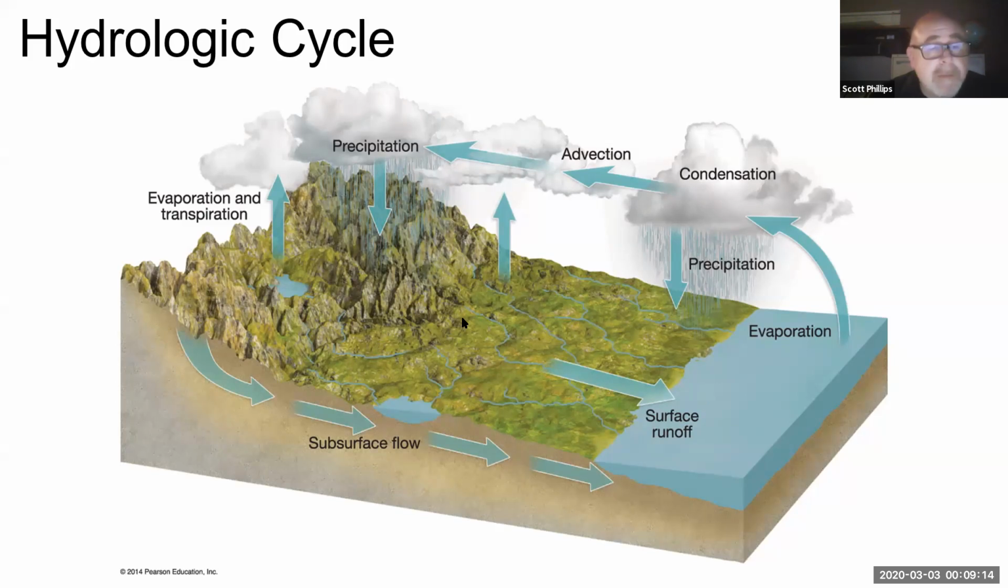And it can make its way back in two ways. One is through surface runoff, through rivers and streams, and the other is through subsurface flow, through underground water.